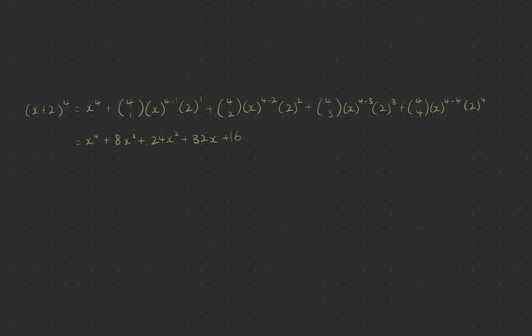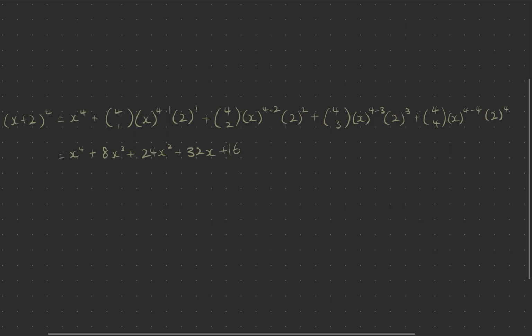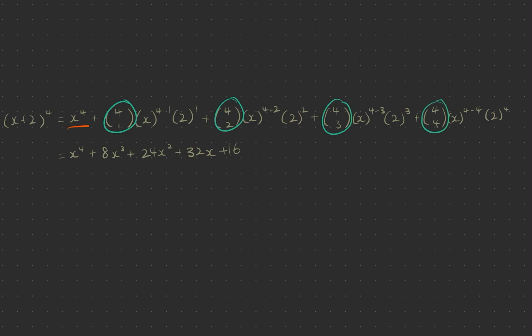All right. So something you do notice is that the first term does not have an n choose r. All the other terms, if you pay attention, have an n choose r in them. The only exception is the first term. It doesn't have an n choose r.